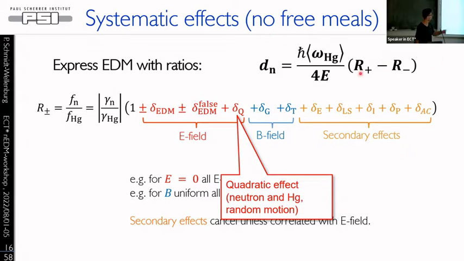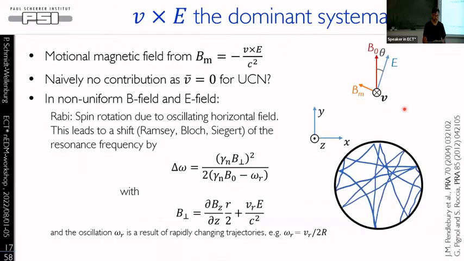Then all of these cancel because they don't change sign with the electric field. But if there's a correlation, an unintended correlation with the electric field, obviously they will also give you a systematic. So you have to keep them in mind and also look at them as a channel of problem. So now this V cross E dominant systematic effect.